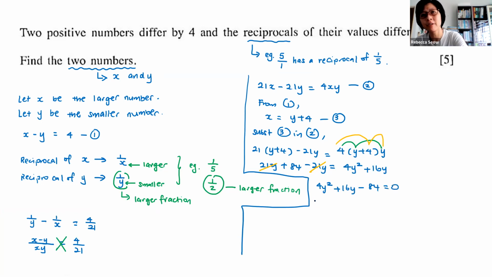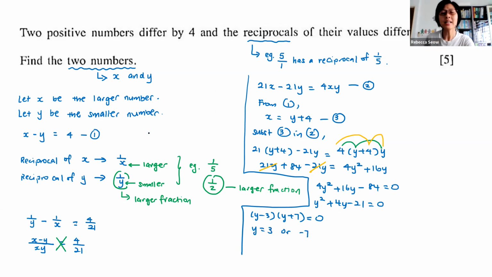Divide every term by 4. y squared plus 4y minus 21 equals 0. Go ahead to factorize. I will end up with y minus 3 and y plus 7 equals 0. When we factorize, if you recall, we use either the multiplication frame or the cross method. I will skip the workings for that here in the essence of time. So from here we can tell that y is equal to 3 or negative 7.